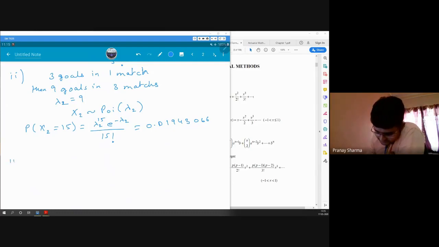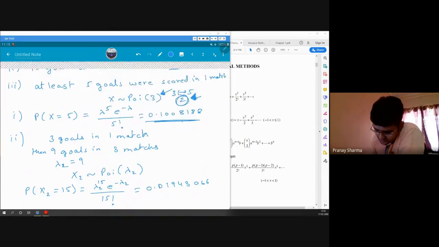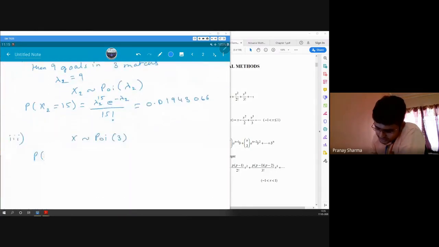And the third part is we need to find, again we come back to our X, so X follows Poisson(3), and we need to find the probability of at least 5 goals. At least 5 goals means X is greater than or equal to 5. That would be probability X equal to 5 plus X equal to 6 plus X equal to 7, and so on, and this goes on till infinity.